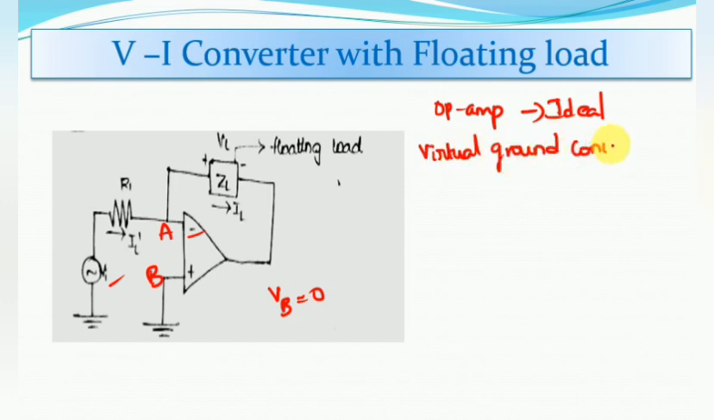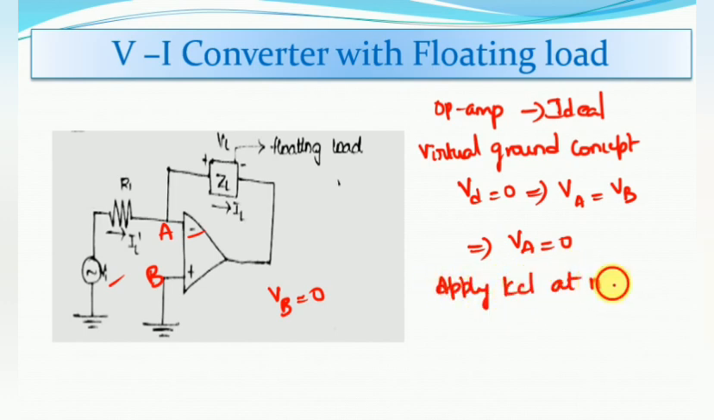Okay, so what do you mean by virtual ground concept? That is, Vd value is equal to 0, which implies the node potentials at the inverting terminal and the non-inverting terminal are 0. Here VA value is equal to 0 unintentionally since VB value is 0. Now simply apply KCL at node A.